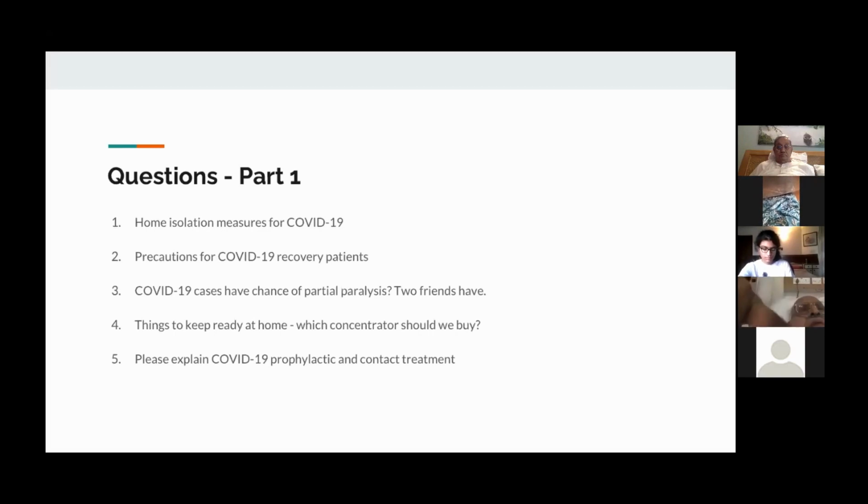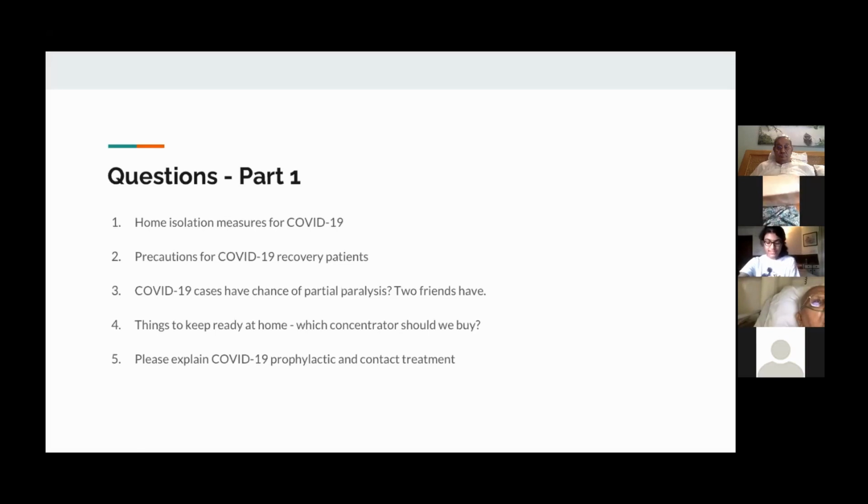It's caused by the virus triggering an immune reaction against that specific cell, in this case being the nerve cells or the brain cells. That can cause indirectly paralysis. Any other question?